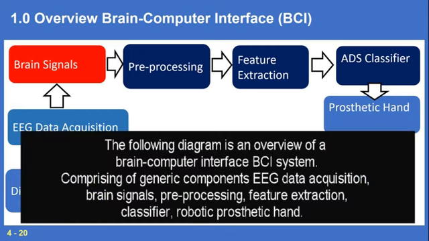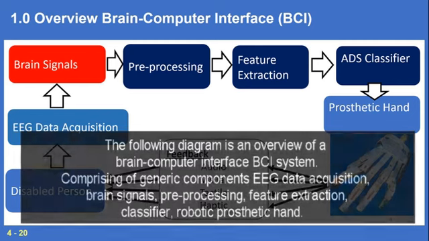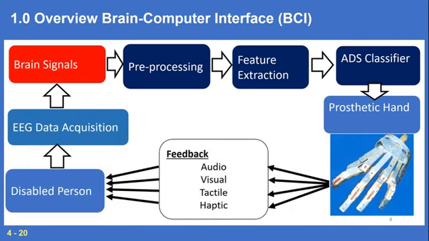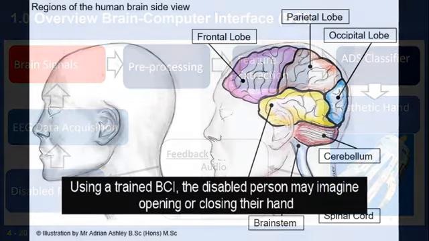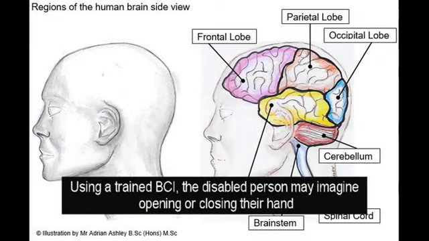The following diagram is an overview of a brain-computer BCI system comprising of generic components: EEG data acquisition, brain signals from the user, pre-processing, feature extraction, classifier, robotic prosthetic hand. Using a trained BCI, the disabled person may imagine opening or closing their hand.